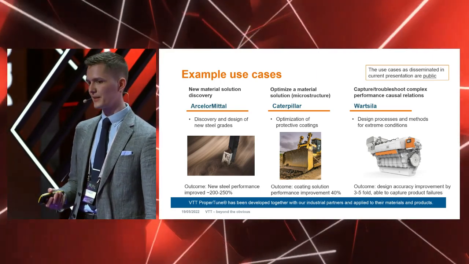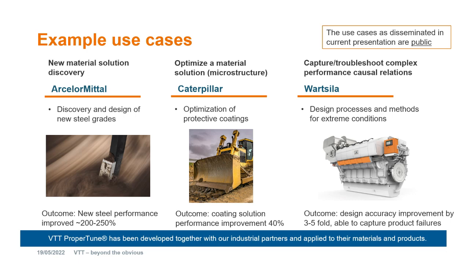There's a few example use cases. First, I want to note that we take information security very seriously, and all of the information that I present here are agreed by our partners. We have worked with ArcelorMittal to discover a new material solution for them. For Caterpillar, we have optimized material microstructures. And for example, for Wärtsilä, we have investigated their materials in their engines to capture and troubleshoot complex working environments.